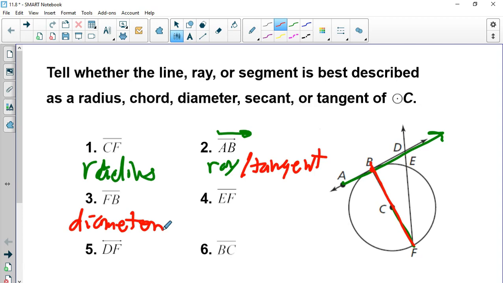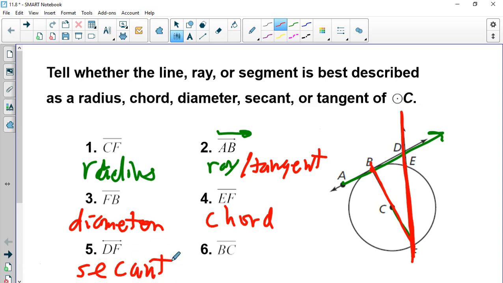like EF. EF goes from one part of the circle to the other part of the circle, but not through the center, making this a chord. DF. DF goes through the circle, like so, making it a secant. And finally, BC, which is the other side of CF, making it another radius.